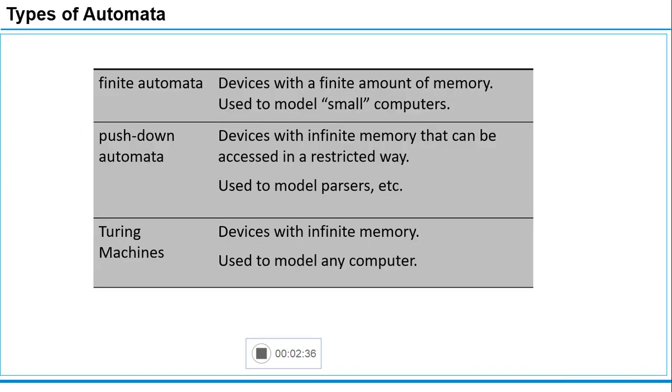What are the different types of automata? We have finite automata, pushdown automata, and Turing machines. In finite automata, we have only a finite amount of memory, which you can use for small computers. In pushdown automata, even though you have an infinite memory, it is used in a restricted way, so you can use it in the models of buses. And in the case of Turing machines, you have an infinite memory, and you can use it for any computers.